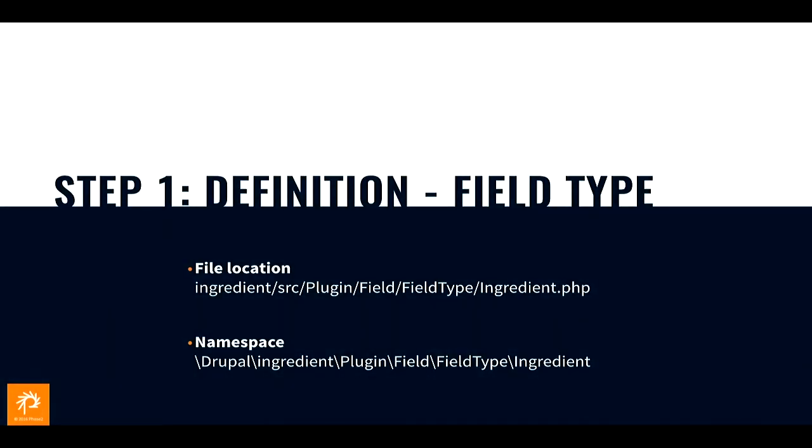So step 1, we want to talk about defining the field type. The first step is going to define our field and tell Drupal the basics about what our field does and what it stores. Two very important things are going to be the file location and the namespace. These are going to be relatively fixed. Just like any other namespace, you give it \Drupal\ the name of your module, plugin, field type, and then the name of your class. It's very simple, but it follows a very distinct pattern, and Drupal is going to expect this for any Field API defined field.